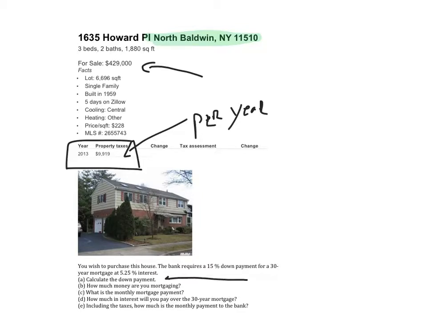Here we found a bank that's willing to give us money for this house, and we're going to pay the bank back. It says the bank requires a 15% down payment for a 30-year mortgage at 5.25% interest. So to figure out this down payment, we need to figure out what 15% of the price of the house is.